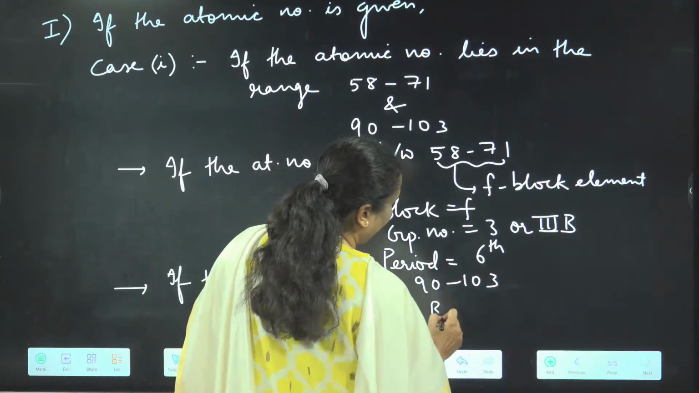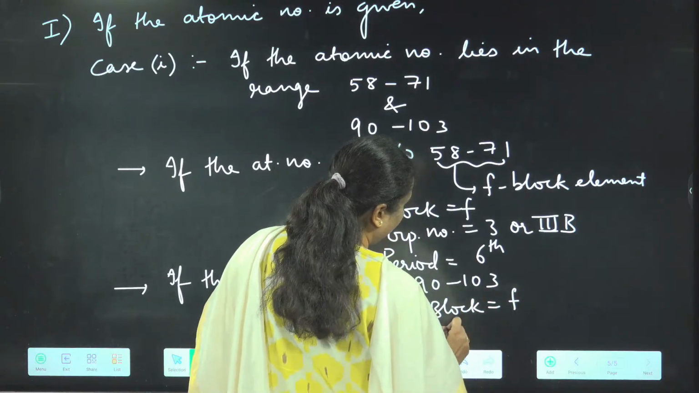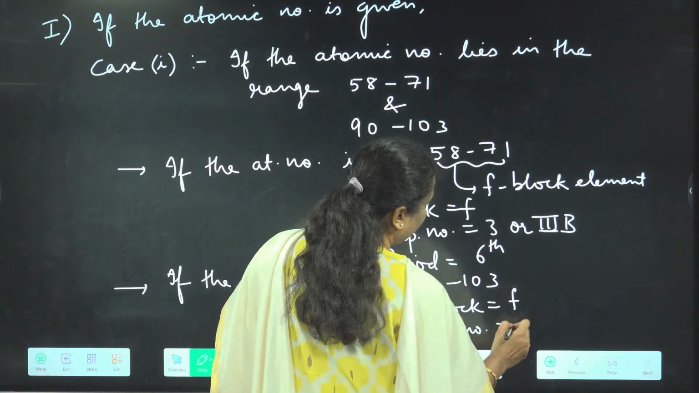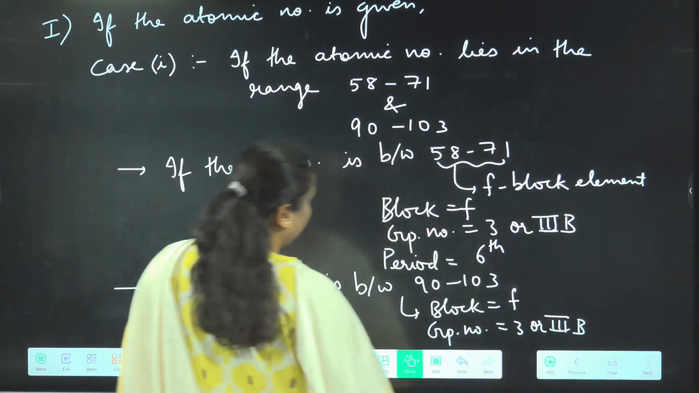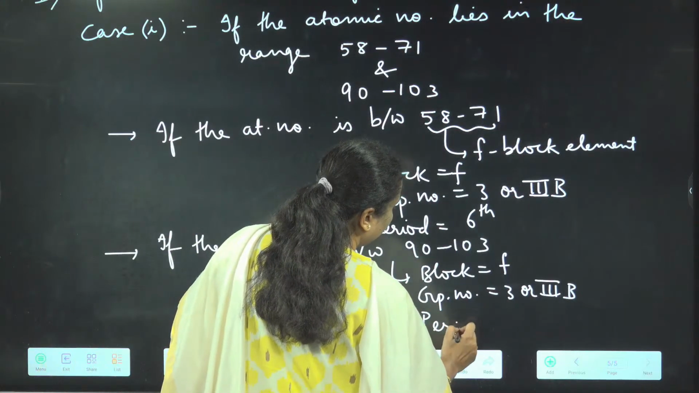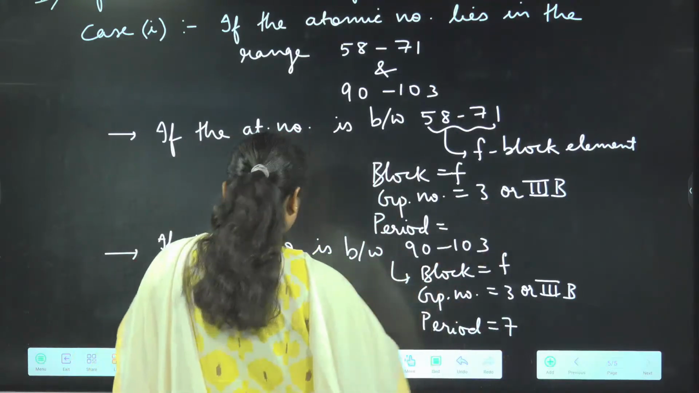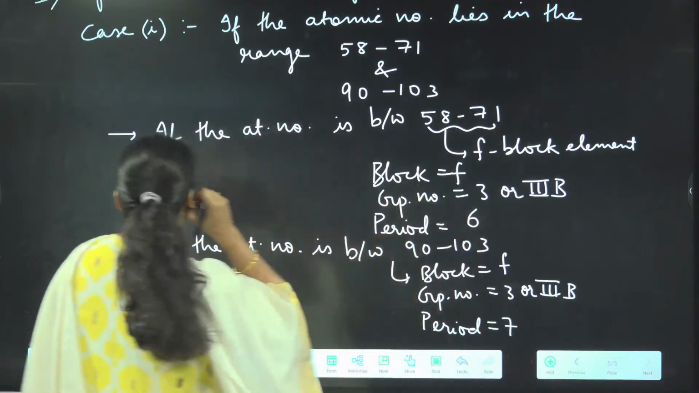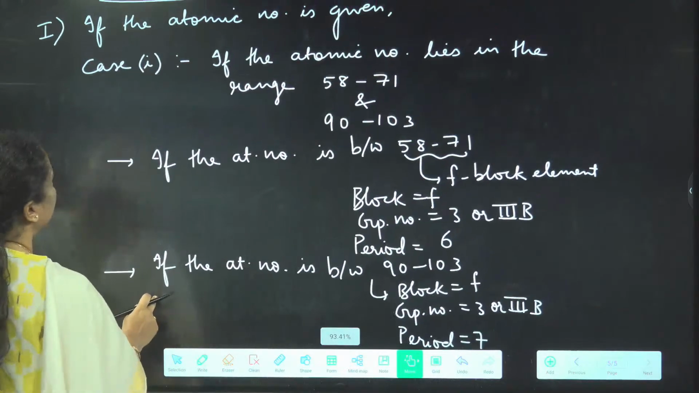So again, block is fixed. Block is going to be F. What about group number? For all the F block element, group number is 3 or third B. And they are basically actinoids. So the period is going to be 7. Right? Here I am writing 6. Okay. So please make a note of it. Then we'll proceed further.